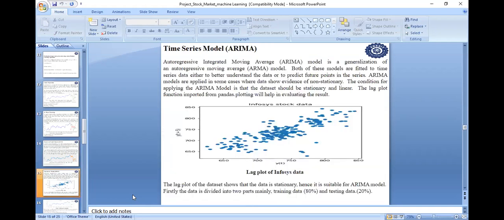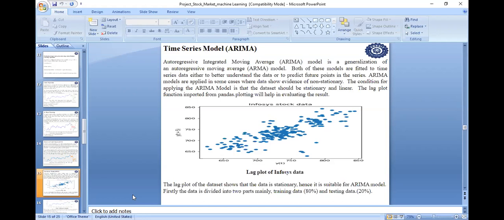So we move on to the time series ARIMA model. ARIMA stands for autoregressive integrated moving average. The model is a generalization of an autoregressive moving average model. Both of these models are fitted to time series data, either to better understand the data or to predict future points in the series. ARIMA models are applied in some cases where data show evidence of non-stationarity. The condition for applying the ARIMA model is that the data set should be stationary and linear.